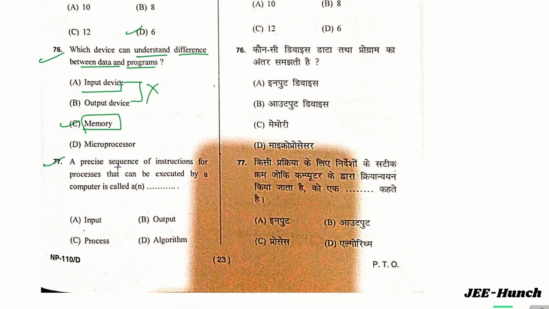77. A precise sequence of instructions for processes that can be executed by a computer is called an algorithm. Okay, a sequence of instructions is called an algorithm. You will study about this in 5th semester when you will study about trees and data structures.